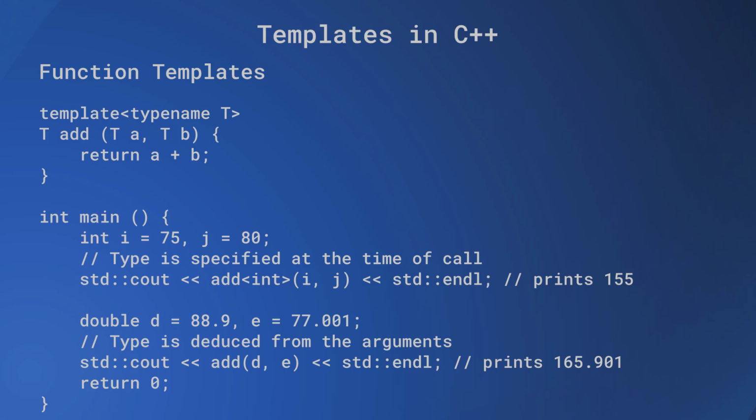For example, to add two numbers, we say template<typename T> T add(T a, T b) { return a + b; }. This template has one parameter type T. The type is specified at the time of function call. It can be explicitly mentioned as in the first call add<int>(i, j), or it can be implicit and is deduced from the arguments as in the second call add(d, e). In all template usage, the types are known at compile time and there are no runtime overheads.